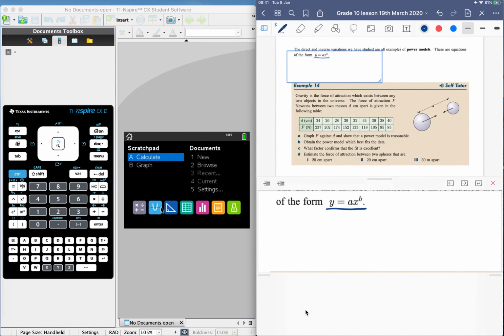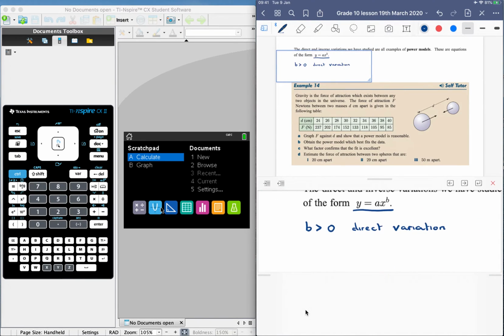So we defined it yesterday as being proportional or inverse proportion, and we can say that if b is greater than 0, then we have direct proportion, or sometimes it's called variation, so I might use variation. And then also, if b is less than 0, it's negative, then we had inverse proportion, didn't we?